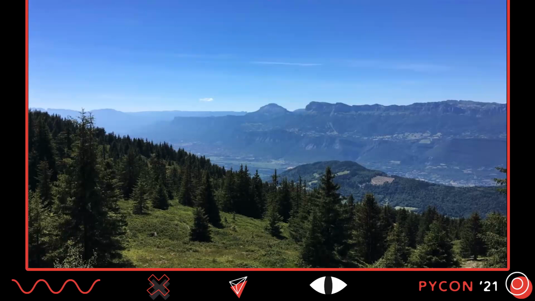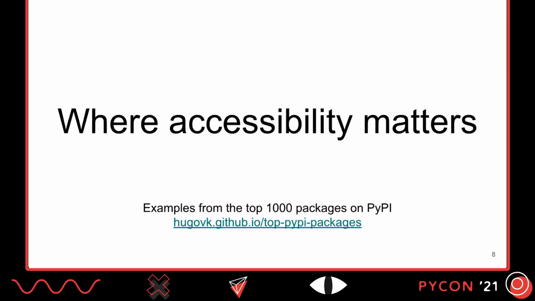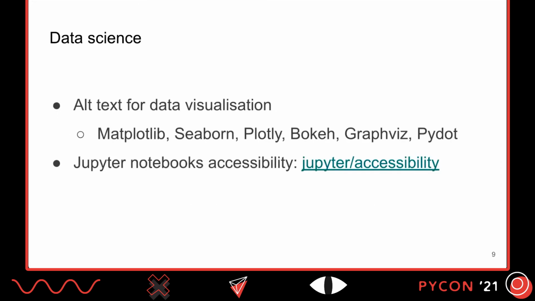But yeah, I don't want this to be too negative either. So we'll look at some practical examples of where accessibility matters in the Python ecosystem in particular. So I went through the top 1000 Python packages on PyPI and thought I'd pick a few examples of where you might not think of accessibility, but actually there are very clear considerations to be had.